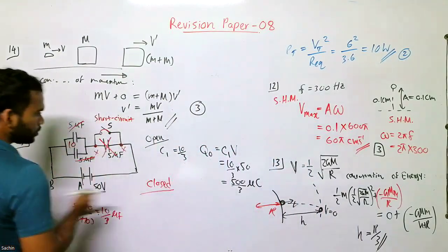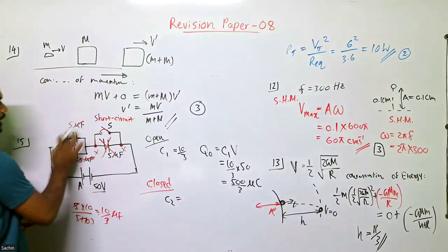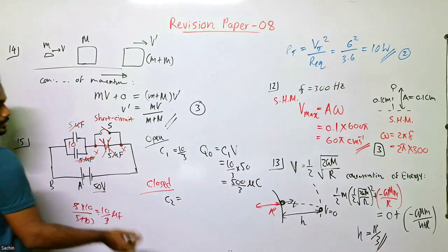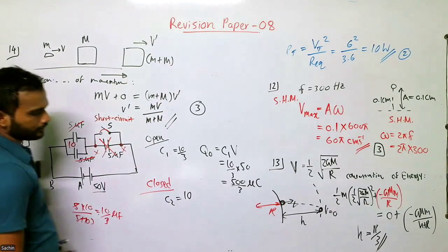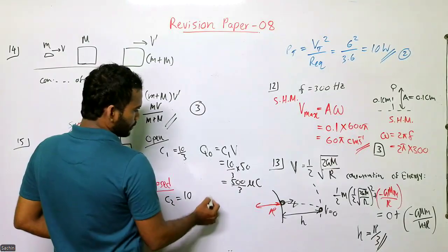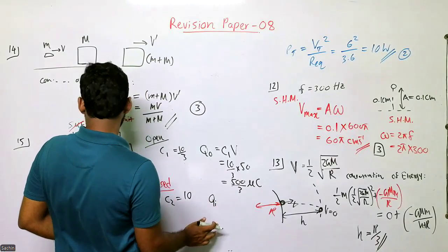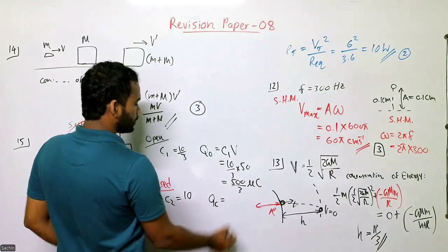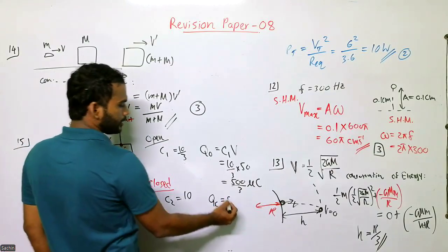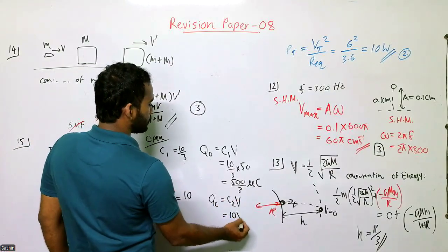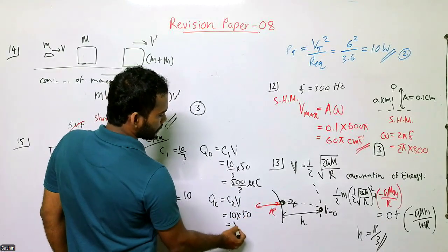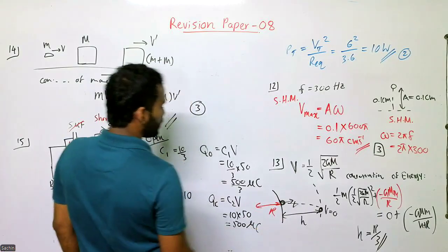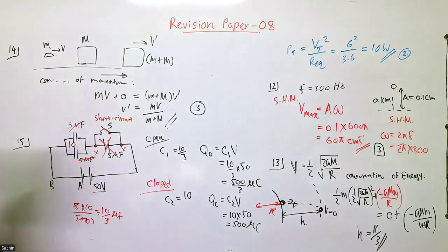charge. Now the equivalent resistance should be only given by these two resistors which are in parallel. That should be just 10. 5, 5, 10. So the new, we'll say closed, QC. In the closed case, the charge is C2 times V, 10 into 50, that is 500. Initially it was 500 over 3. Now it is increased up to 500.